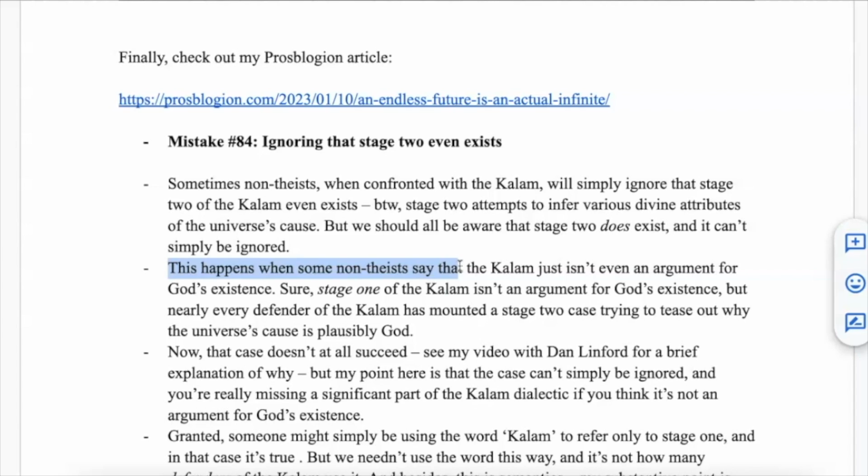Now, of course, that case doesn't at all succeed. I mean, see what I've just said earlier, as well as my video with Dan Linford, etc. But my point here is just that the case can't simply be ignored. And you're really missing a significant part of the Kalam dialectic if you think it's not an argument for God's existence. That's just mistaken, because stage 2 exists, and literally every proponent of the Kalam goes on to mount a stage 2 case as part of their broader defense of the Kalam.